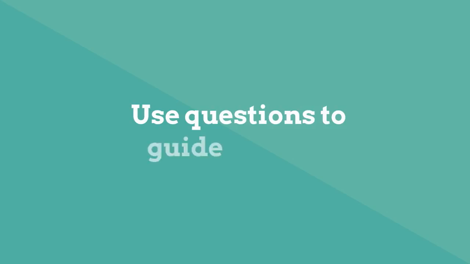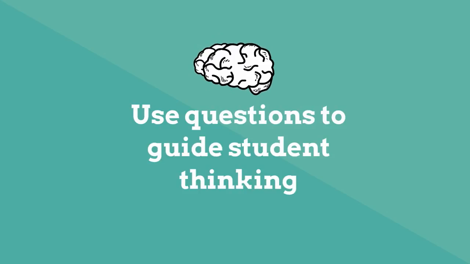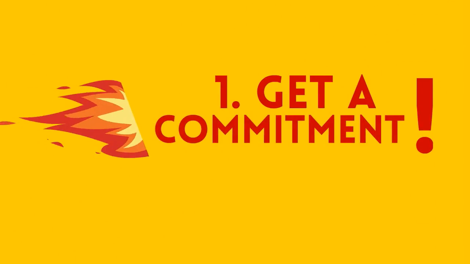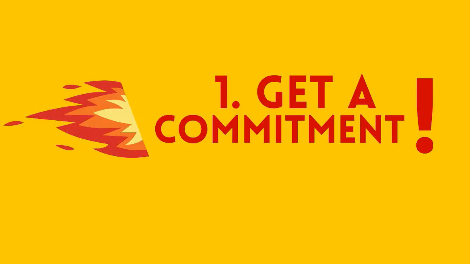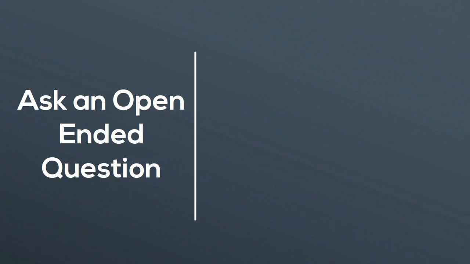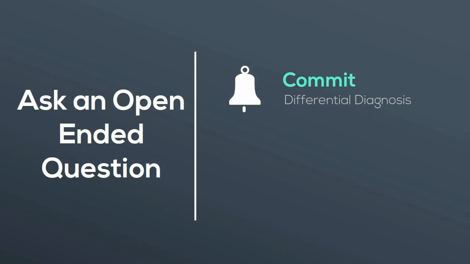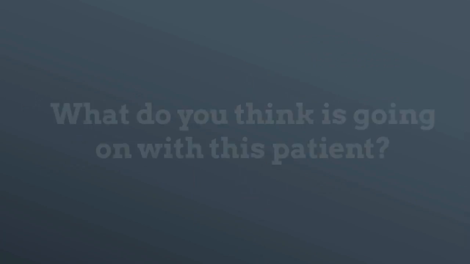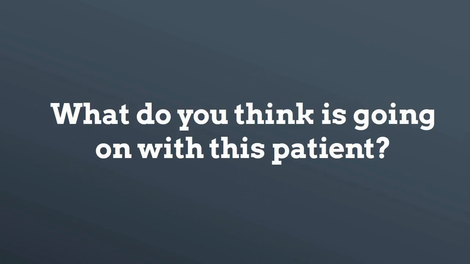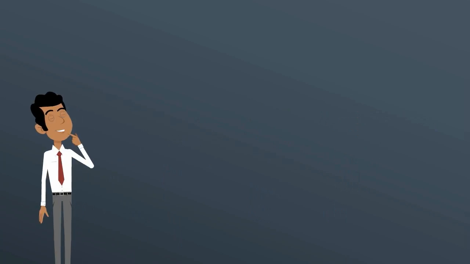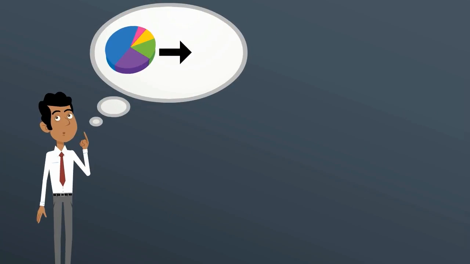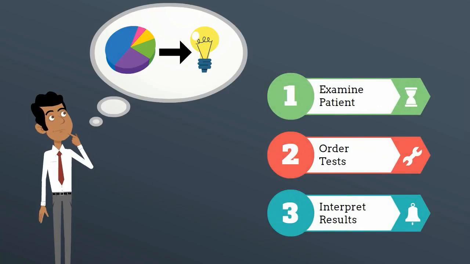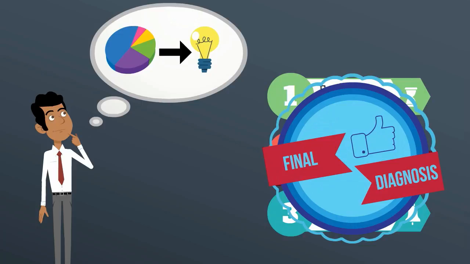The preceptor can then use the following questions to guide the student's thinking. Get a commitment. Arguably, this is one of the most important microskills. The preceptor asks an open-ended question to get the student to commit to a differential diagnosis or assessment of the patient's problem. For example, what do you think is going on with this patient? This simple question moves the student from reporting patient data to interpreting that data and making a commitment to consider different diagnoses or steps in the workup in order to determine the final differential diagnosis.